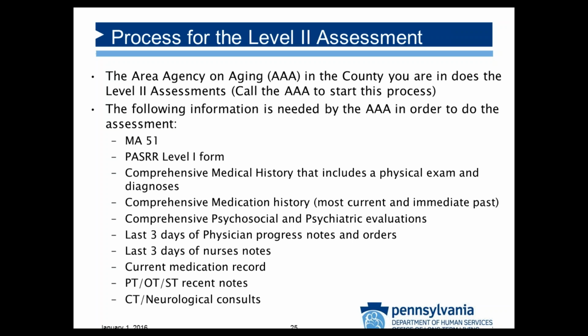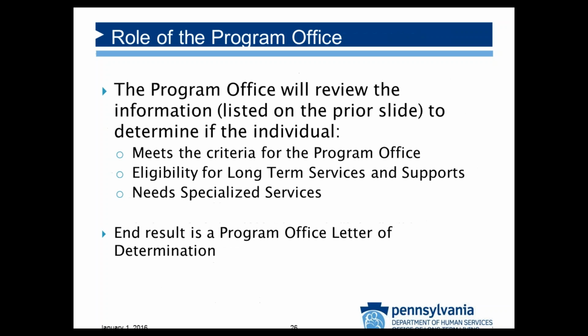Some of the information needed for the AAA in order to do the assessment, they need an MA51. They should be getting that from the hospital or the physician. They need a level 1 form. They need a number of things from the chart: physical exam, history and physical, med history, doctor's notes, nurse's notes, anything that's done with therapies or any other types of consults that will help us make the decisions on whether they meet the criteria. So those are the types of information that they need. And field operations will be asking for similar information.